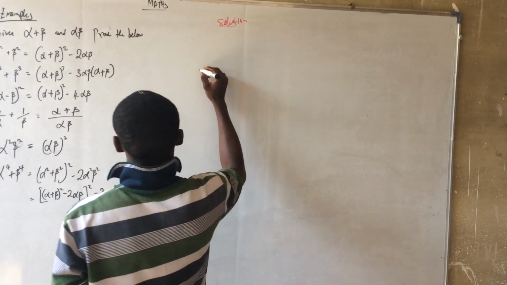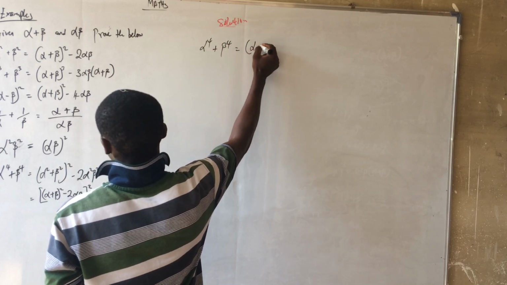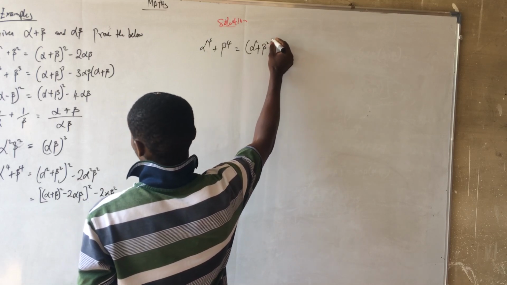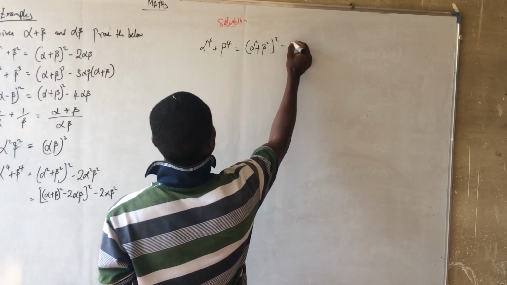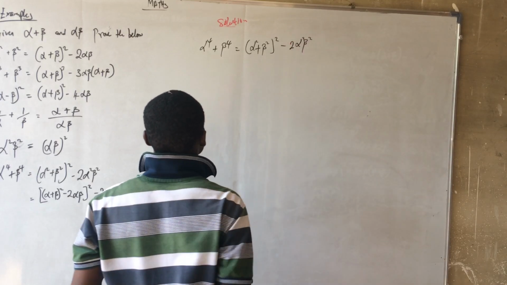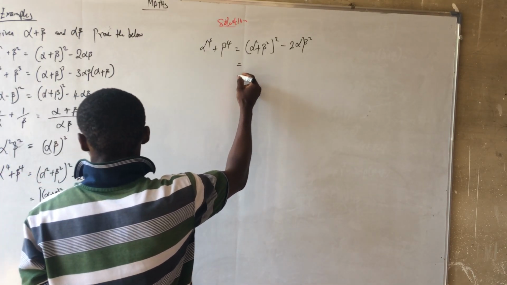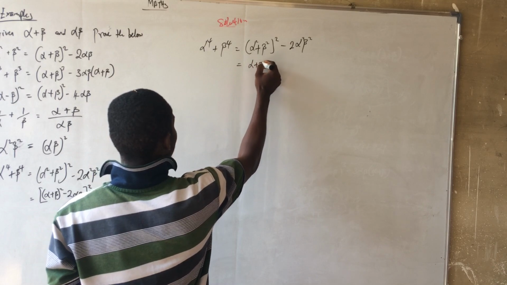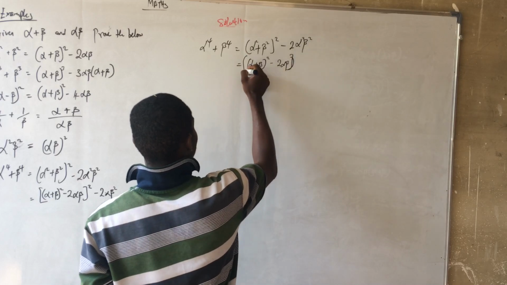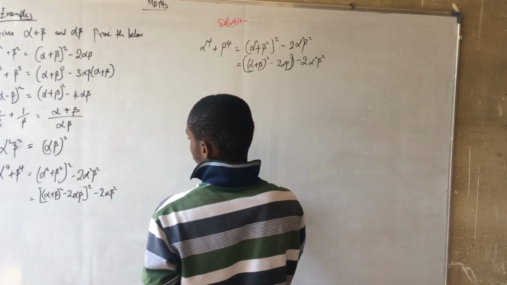Number 6 says prove that alpha to the power of 4 plus beta to the power of 4 is equal to alpha plus beta all squared minus 2 alpha beta all squared, which is equal to this: alpha plus beta all squared minus 2 alpha beta, minus 2 alpha squared beta squared.